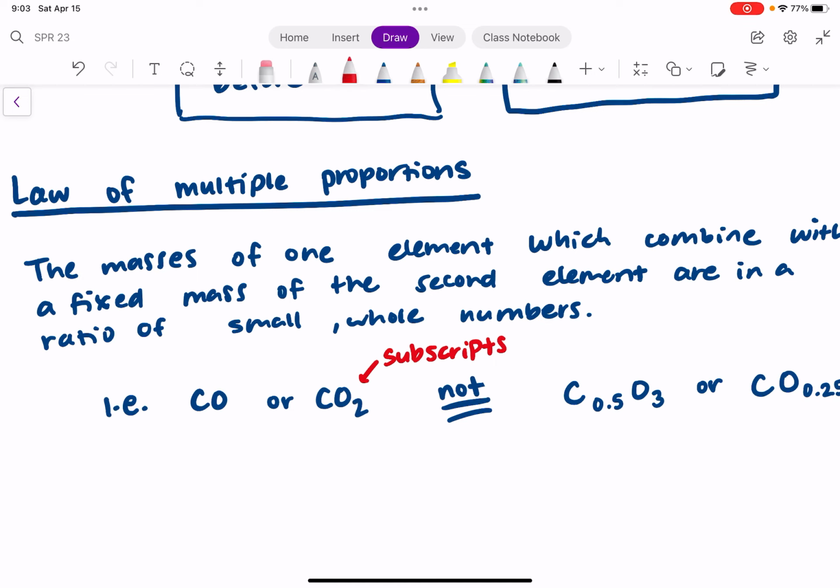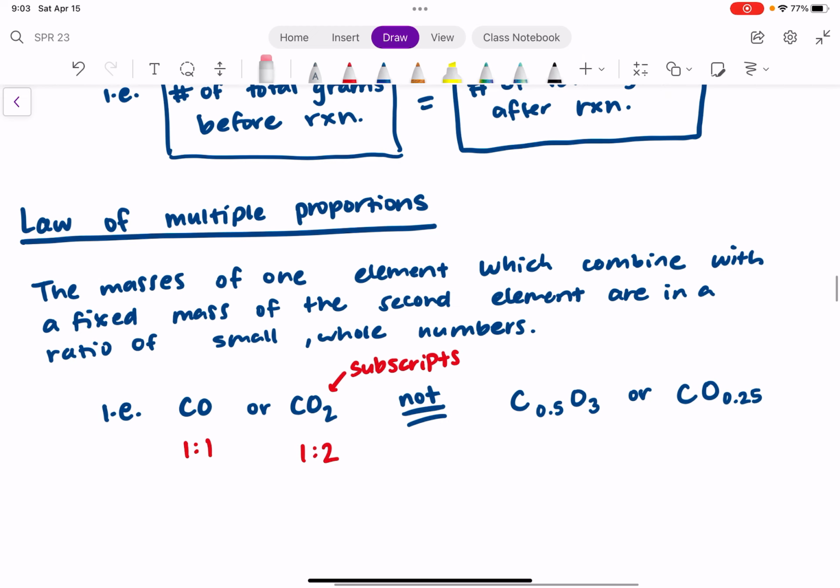So in this carbon monoxide here, we have 1 carbon bonded to 1 oxygen. So that's a 1-to-1 ratio of carbon atoms to oxygen atoms. In this one, we have 1 carbon bonded to 2 oxygens, right? So that's a 1-to-2 ratio of carbon atoms to oxygen atoms. And that's what we observe in nature, is that they're bonding in these small whole number ratios.